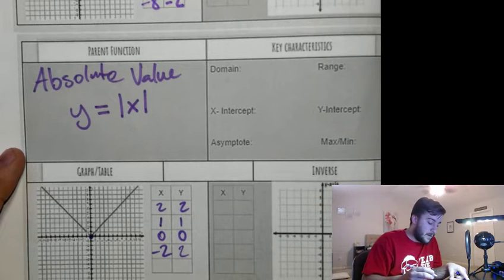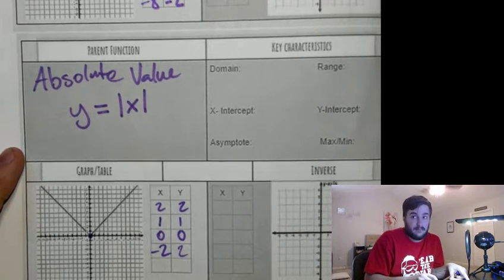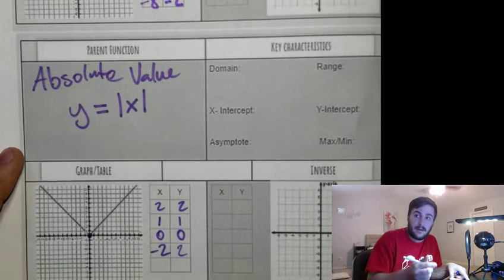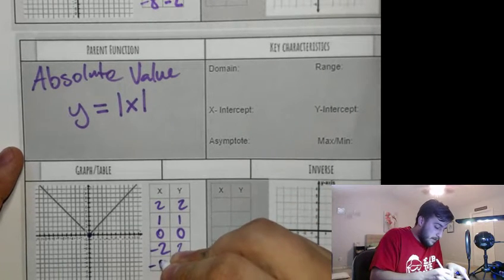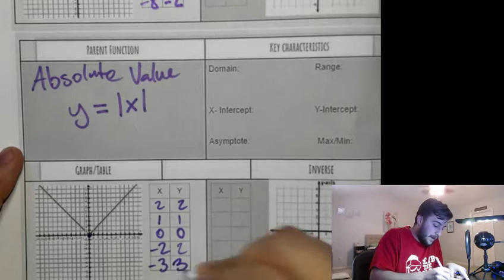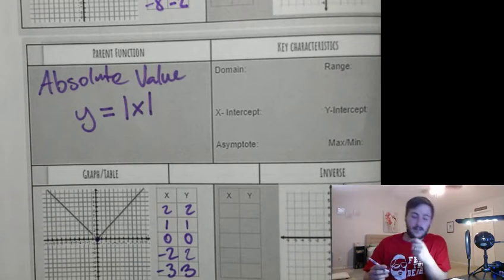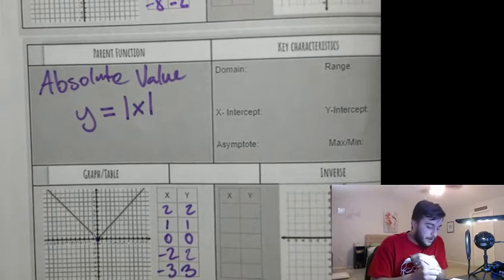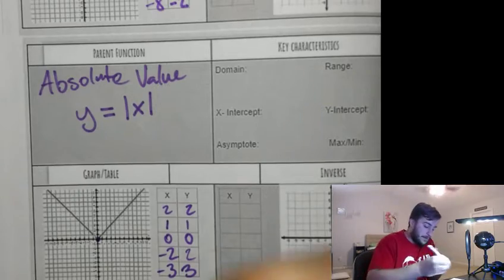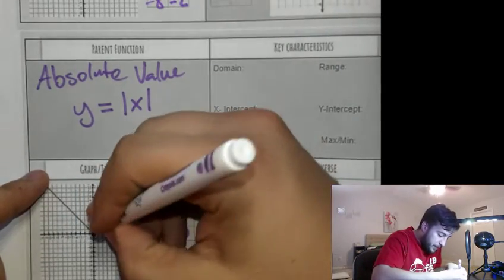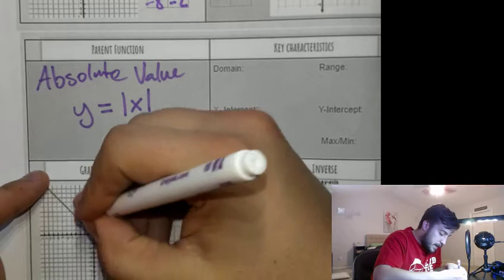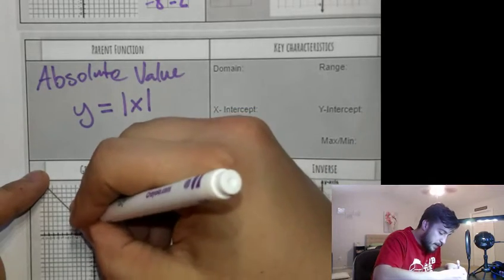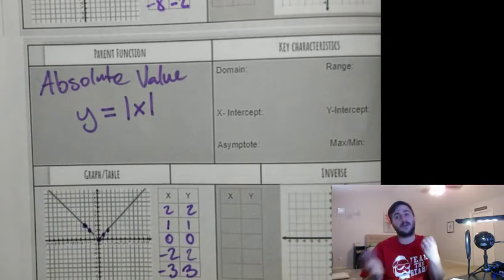Why did I skip to negative 2? I'm trying to figure that out in my head right now. Let's just skip ahead to negative 3. You plug in a negative 3, you're going to get a positive 3 out. So for whatever reason, I didn't like negative 1. It happens. But there's 1, 1. There's 2, 2. Negative 2, positive 2, and negative 3, positive 3 would be those two right there.